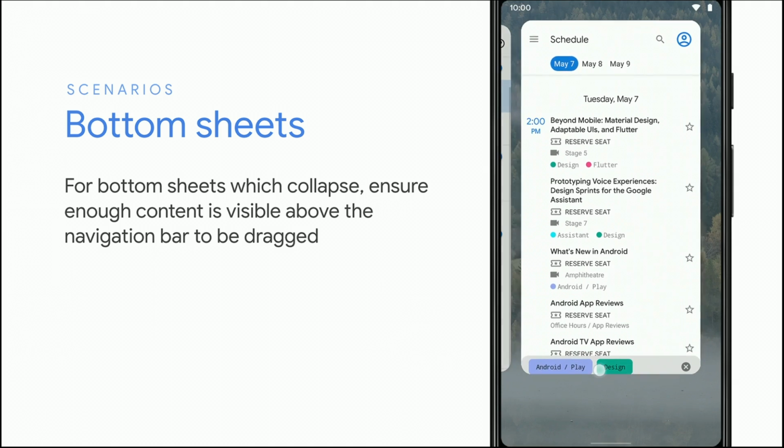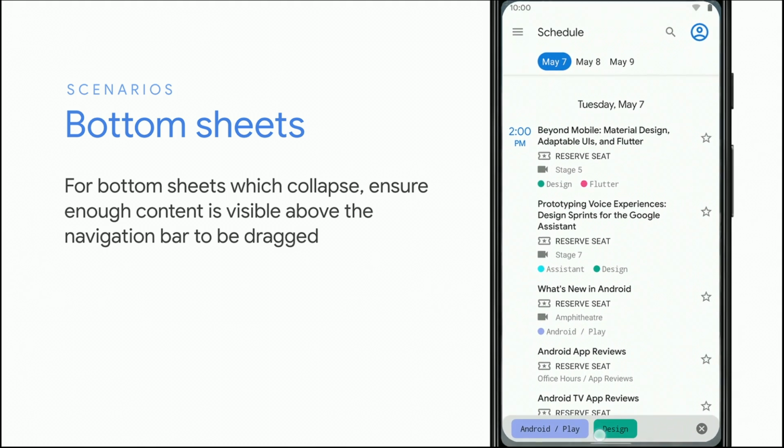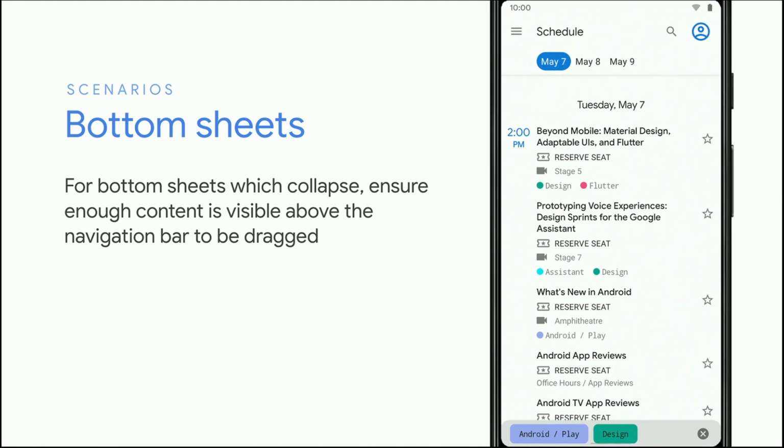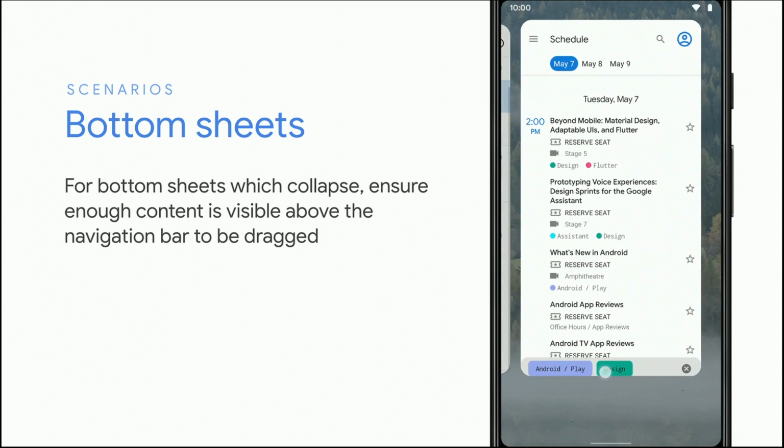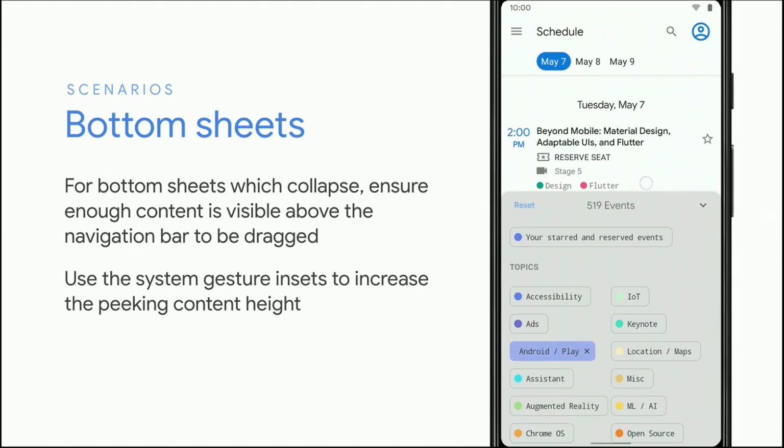So here we're looking at an example where we haven't done that. And you can see that as the user tries to drag the bottom sheet, actually the home gesture is going to take over. Now, we don't want that, obviously. So one way we can get around it is by using the system gesture insets to increase our content size, allowing enough space for the user to actually drag it. As so.